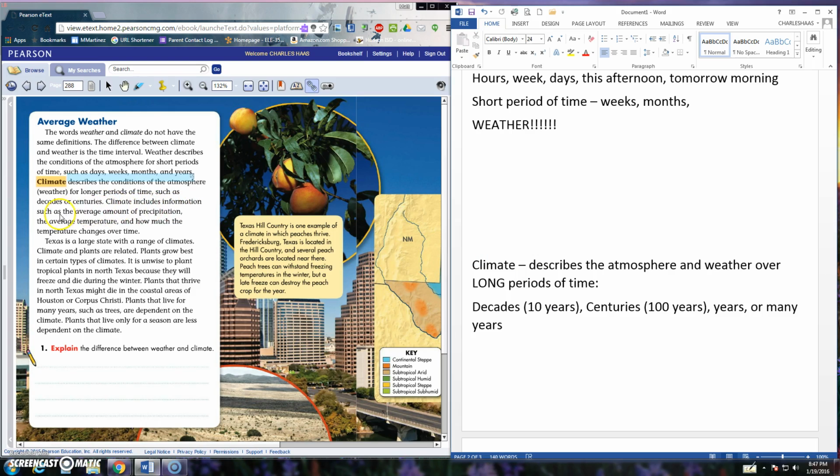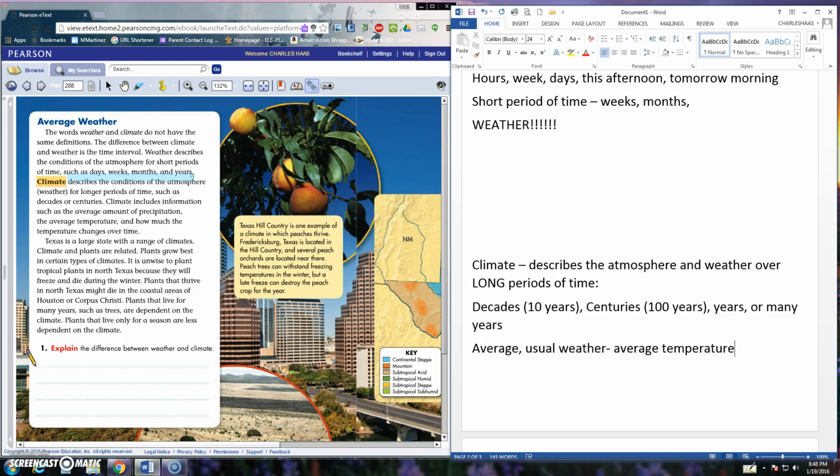Climate includes information such as the average amount of precipitation. Oop, that's another word we better add up here. Climate is also the average weather, usual weather. Would help if I spelled things right. Average amount of precipitation, the average temperature, and how much the temperature changes over time.